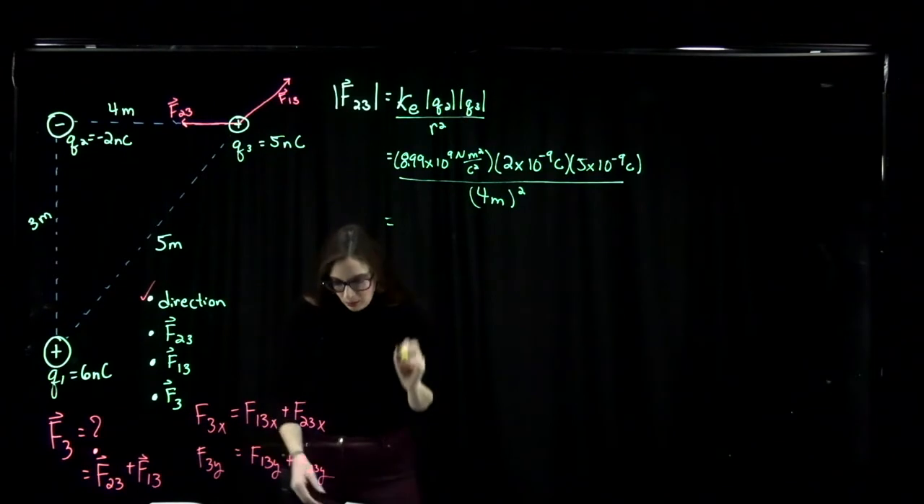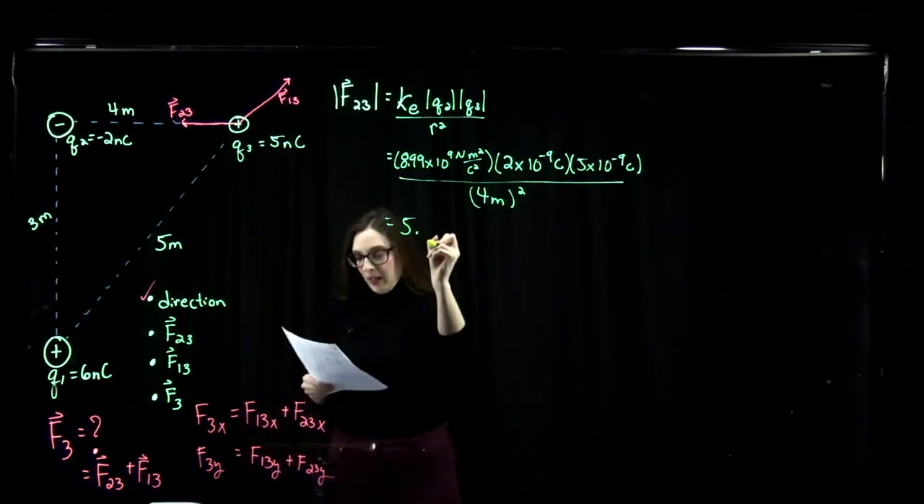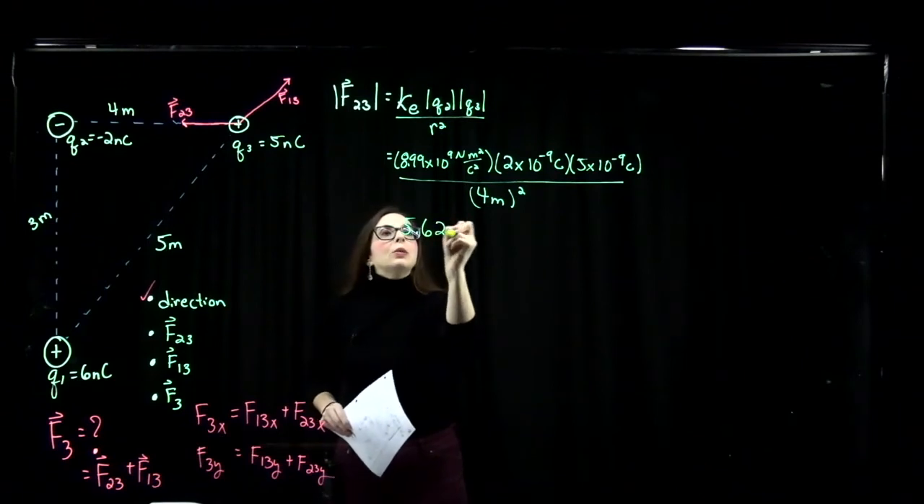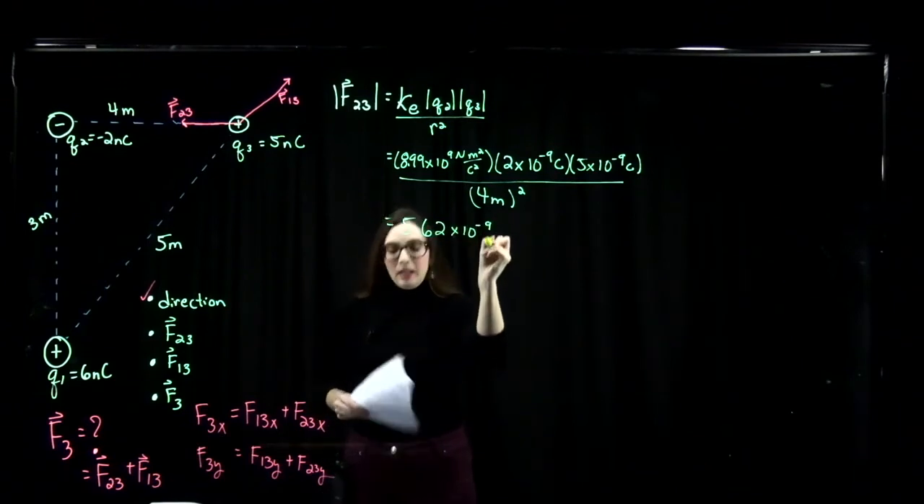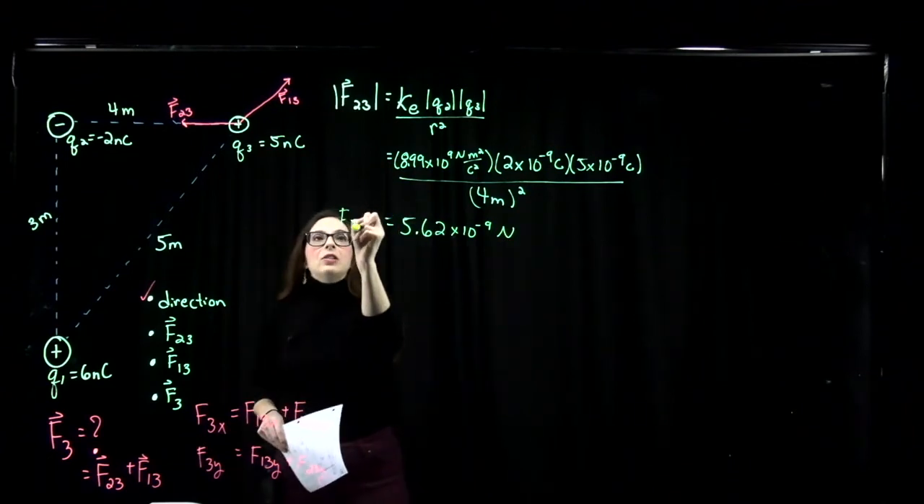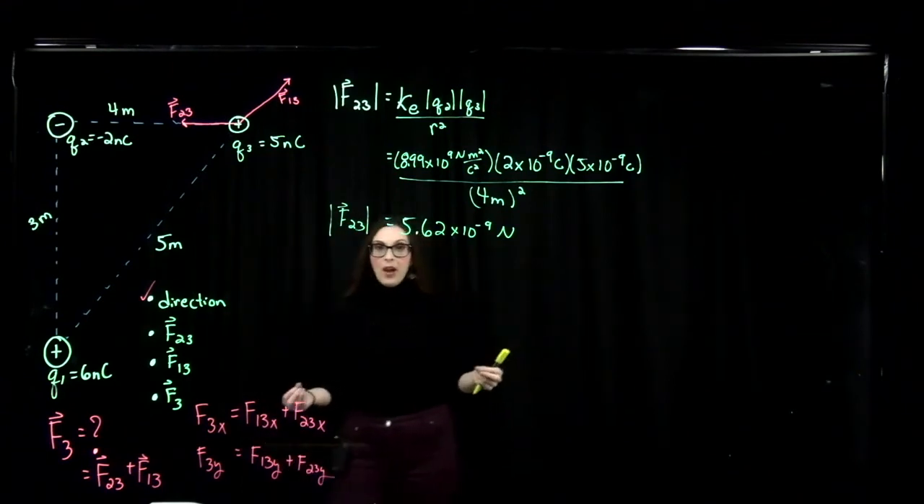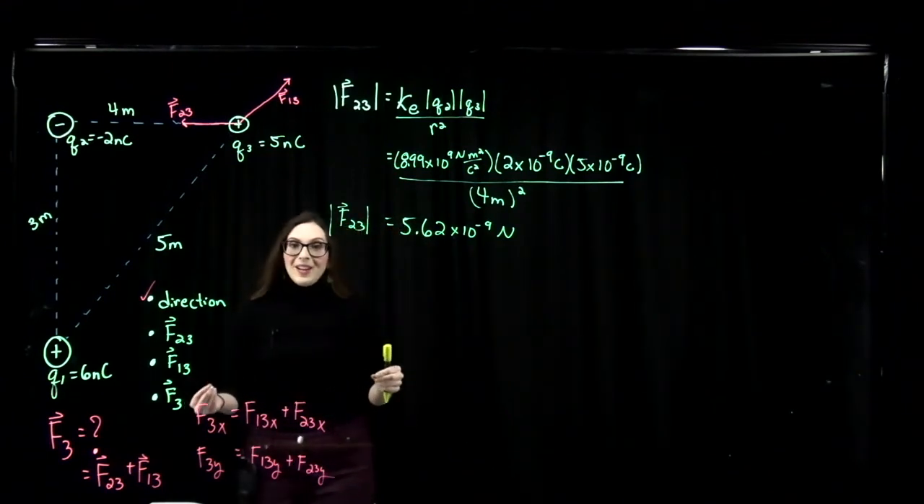Then the magnitude of F23 is 5.62 times 10 to the minus 9 newtons. All right, and that's the magnitude of F23. Now, if we think about the components of F23, this is a little bit easier.